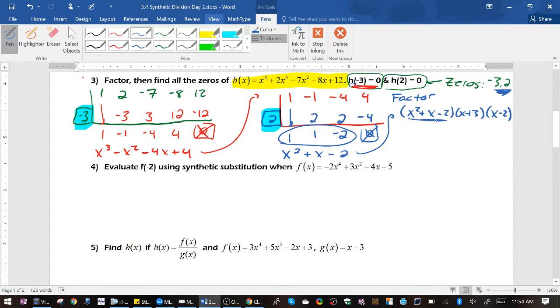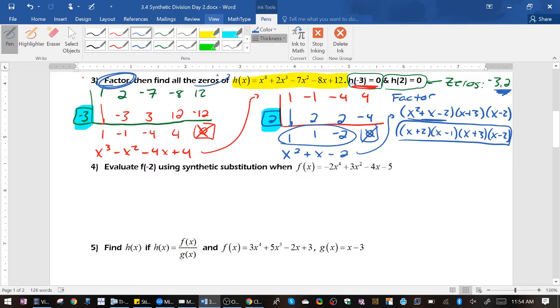We can factor this more. So this will turn into x... hold on, let me get rid of that. That'll turn into x plus 2, x minus 1. And then I've got x plus 3 and x plus 2. This is the fully factored form. Okay, that was the first part of the directions.